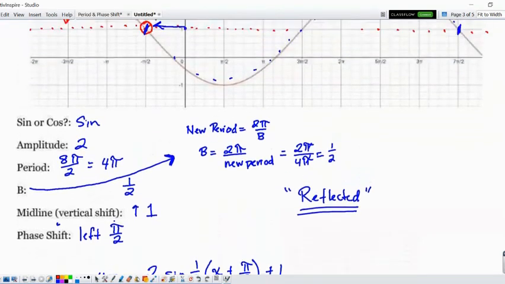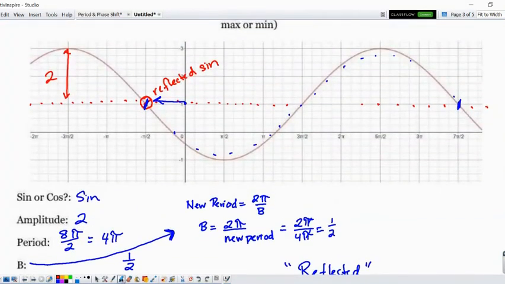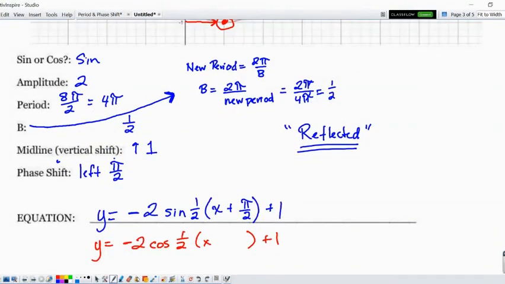So let's go back to our graph and see how this would be different if we wrote reflected cosine. And we say reflected cosine because we're looking at this minimum value. Normally cosine starts at a maximum, so we flip that over. And all those other features stay the same except for the phase shift. And our phase shift here, if we write reflected cosine, is to the right by pi over 2 units. So when we come down here and we write this cosine graph, since we went to the right by pi over 2 units, we get minus pi over 2 inside parentheses.